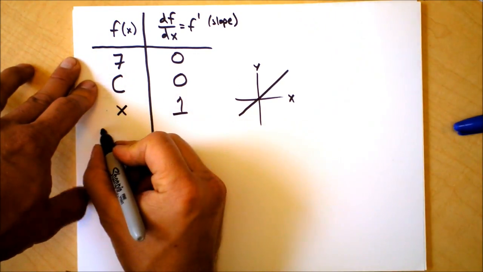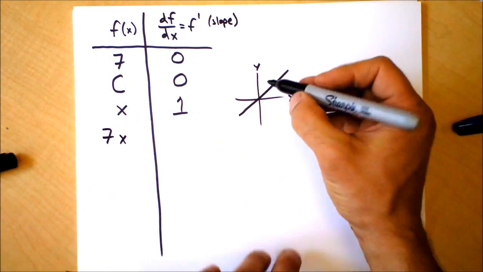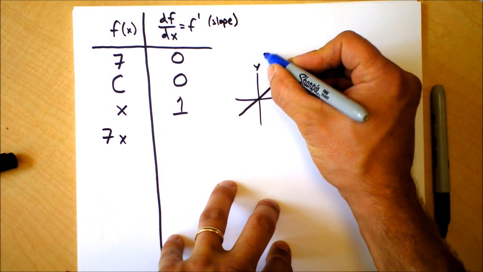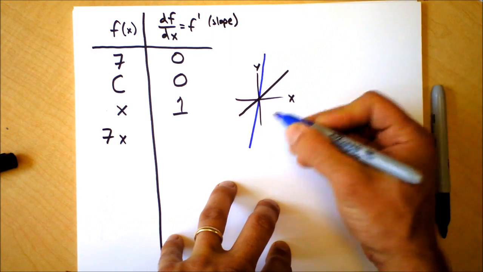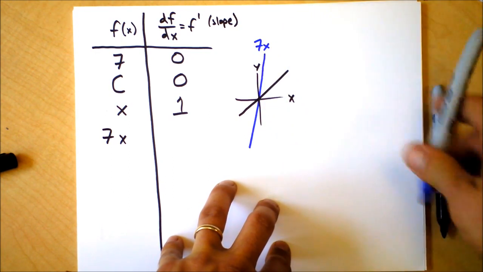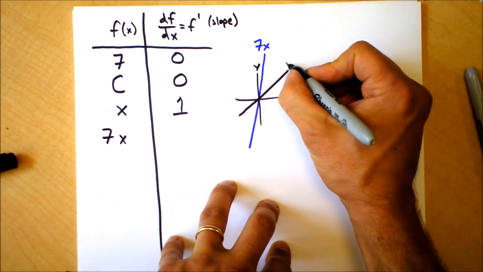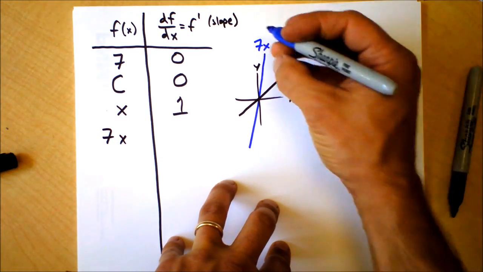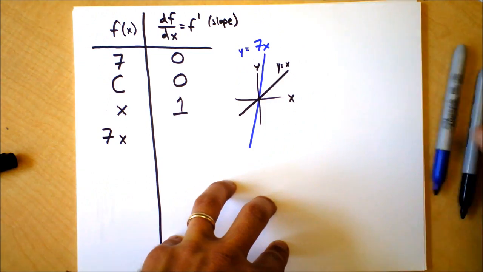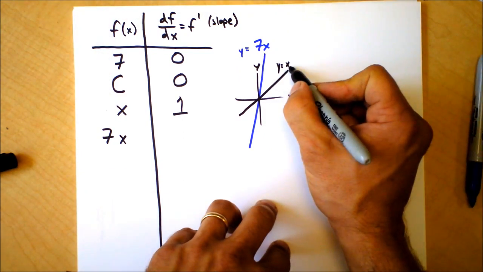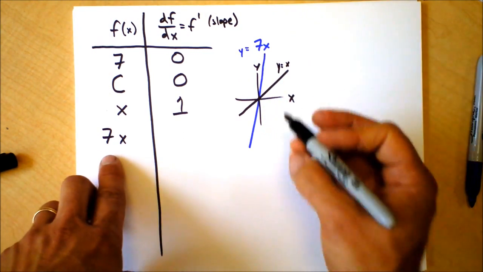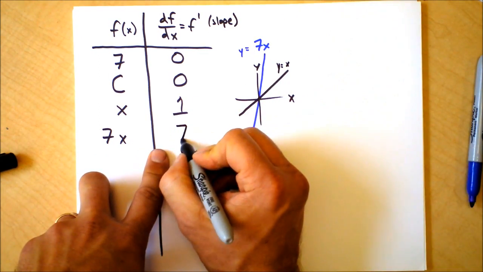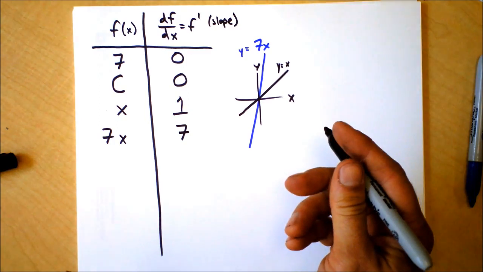What about if we have 7 times x? That's going to make this line right here steeper. Well, a lot steeper. 7 times steeper, right? This is 7x, and this is just x. Okay, so we've got y is x and y is 7 times x. If it's 7 times steeper, then its slope is going to be 7 times bigger.